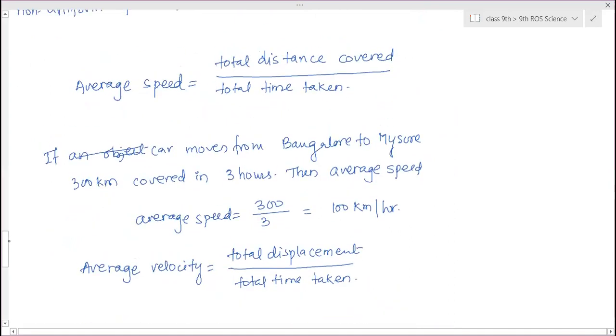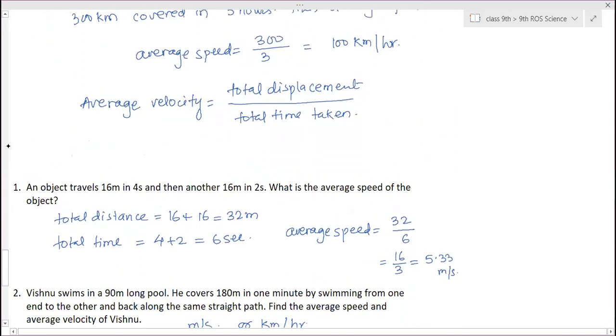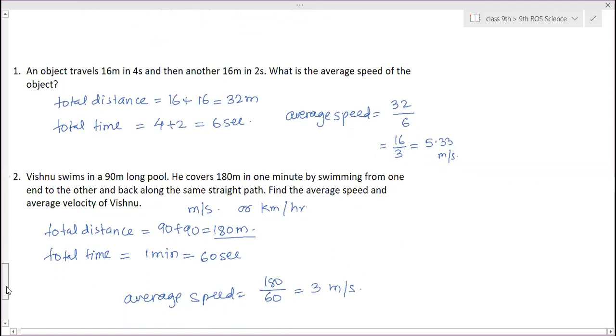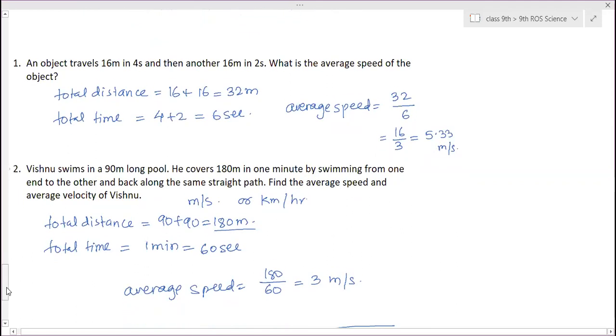Is this clear? These are simple questions. Complexity will keep on increasing in the average speed questions. There are more complex questions also. I'm starting one by one, from simple to complex ones.